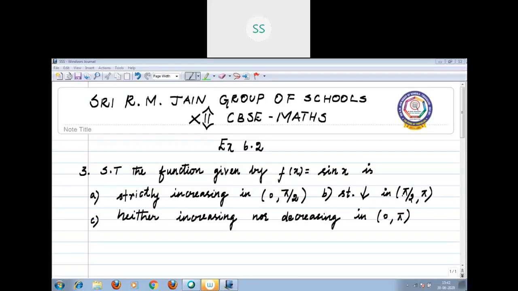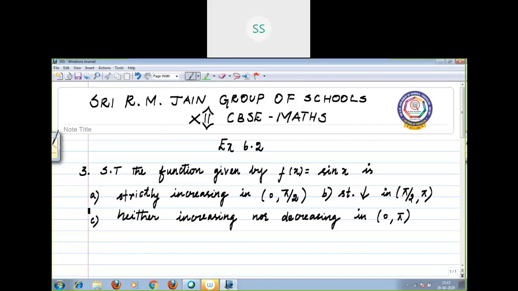Strictly increasing, I said the definition yesterday itself. When f dash of x is greater than 0, the function is strictly increasing. F dash of x less than 0, the function is strictly decreasing. F dash of x greater than or equal to 0 means increasing. F dash of x less than or equal to 0 means decreasing. So, you have to recall these conditions first, right? Strictly increasing, first one.